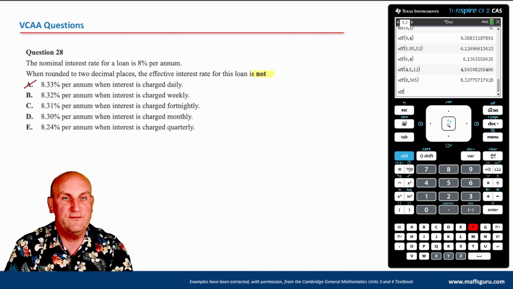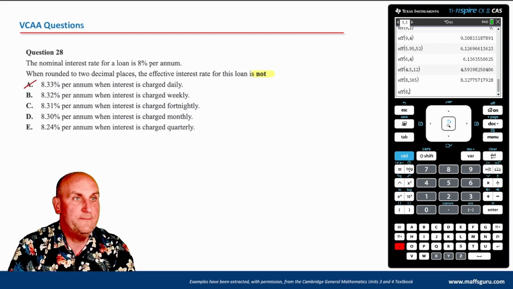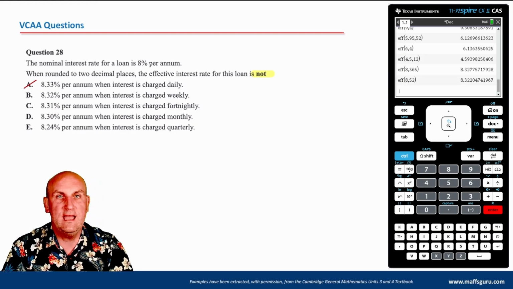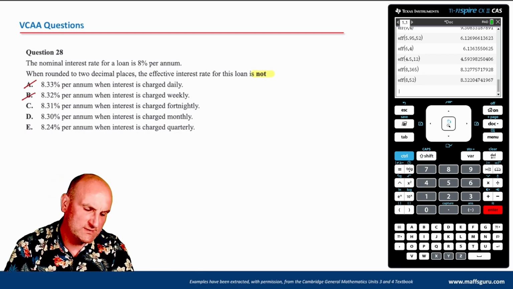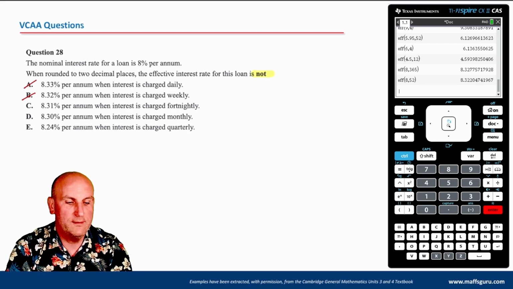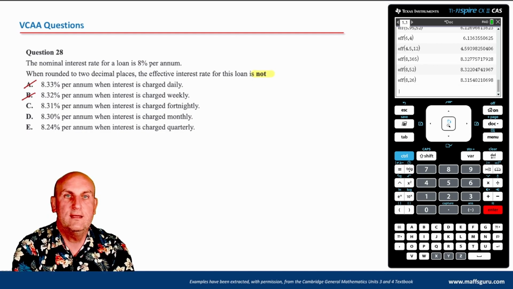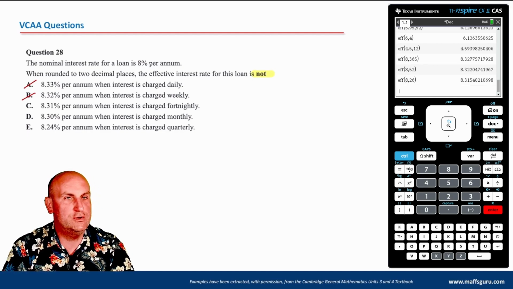What about the next one? EFF 8, comma, weekly. That's 52 weeks in a year. Hit enter, 8.32. Shucks, that one's also right, so it is not the right answer. What about the next one? EFF, when interest is charged fortnightly, 8.26. And that gives me 8.32.